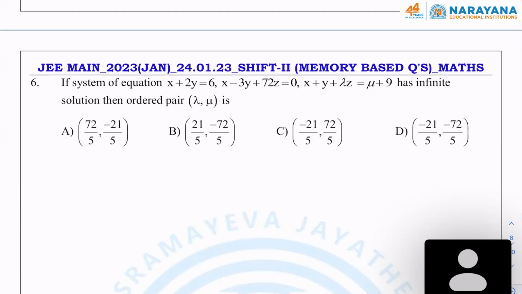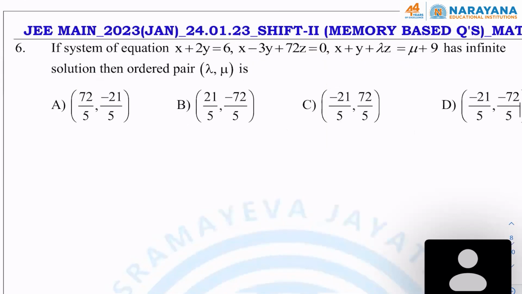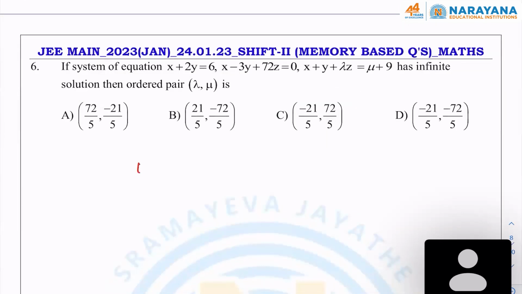So here first I will find the det value. Det of 1, 2, 0; 1, minus 3, 72; 1, 1, lambda. The det of this must be equal to 0, right?